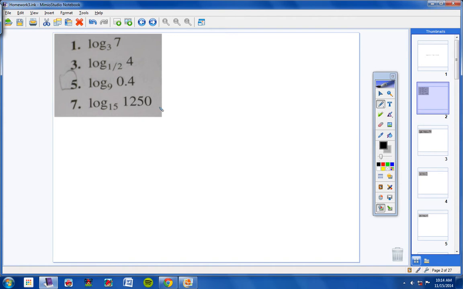Numbers 1 through 7, I believe it says to type these into your calculator and come up with an answer. So here we go. For number 1, we would type in the log of 7 divided by the log of 3. Log of 7, close the parentheses, divided by log of 3, and you will get 1.771.